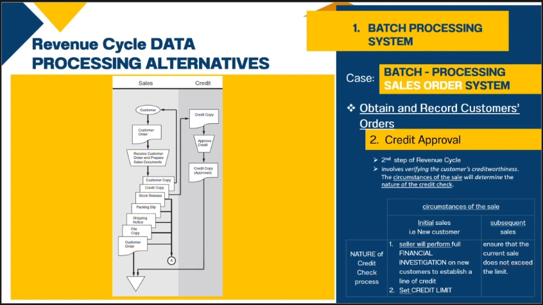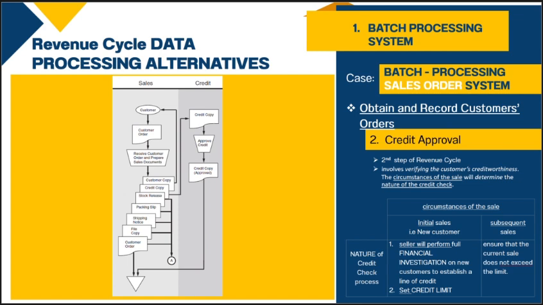Now, the credit approval is the next step in this revenue cycle. This step is also known as transaction authorization, which involves verifying the customer's creditworthiness. The circumstances of the sale will determine the nature of the credit check. Now, if the sale is an initial sale to a new customer, usually the credit check process will involve the seller performing a full financial investigation on the new customer to establish a line of credit. And then after that, it will set a credit limit. Now, if the sale is a subsequent sale, meaning the customer has purchased before, the credit check usually done here is just to ensure that the current sale does not exceed the credit limit.